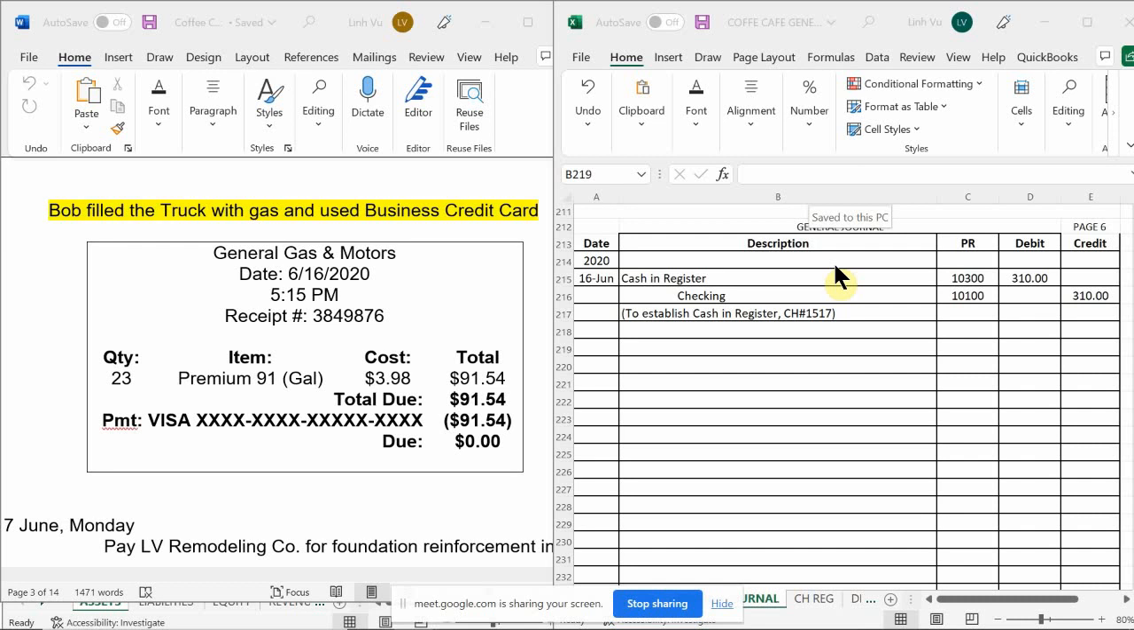Right, so let's go ahead and continue on with Coffee Cafe week 3 here.